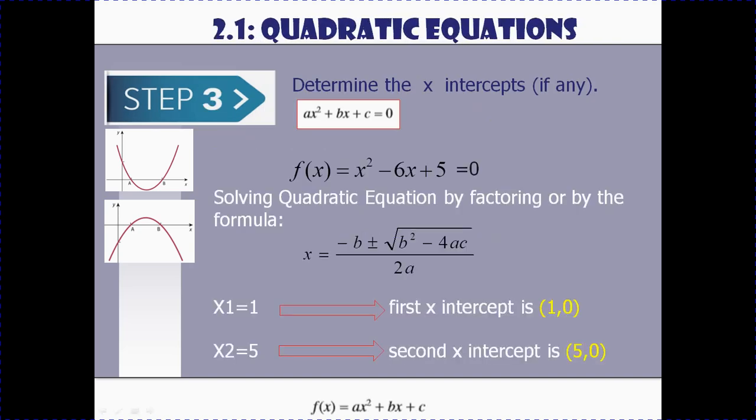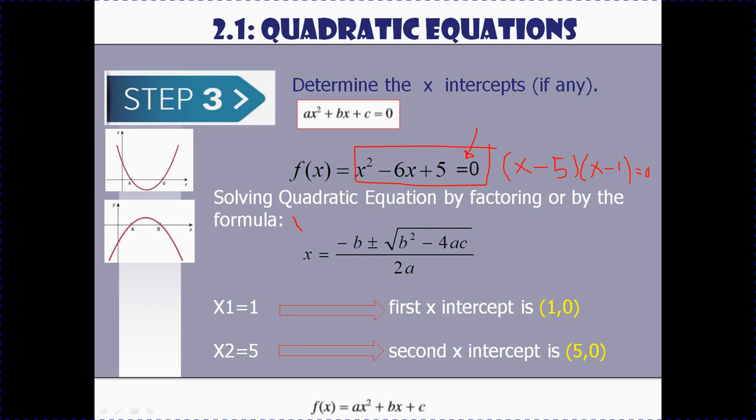Step number 3, we want to determine the x-intercepts. We substitute y equal to 0, so ax squared plus bx plus c equals 0, or x squared minus 6x plus 5 equals 0. This is the equation that we have to solve. We can solve it by factoring: x minus 5 times x minus 1 equals 0. Obviously, either x minus 5 equals 0, then x equals 5, or x minus 1 equals 0, then x equals 1.